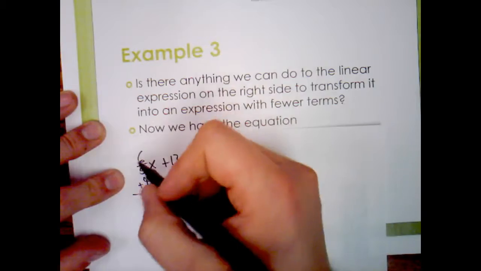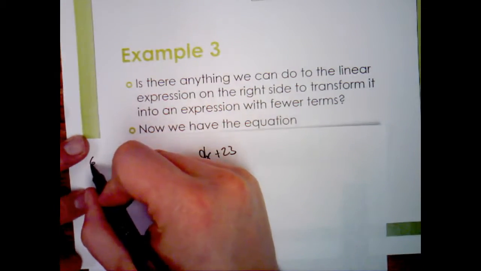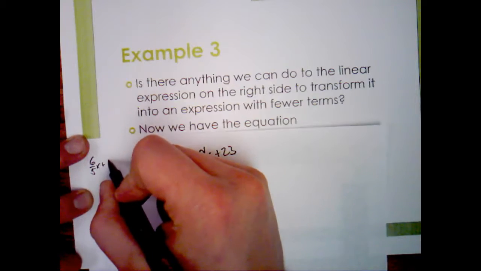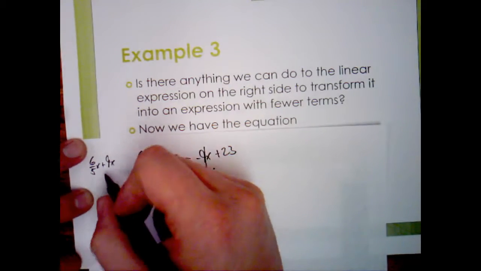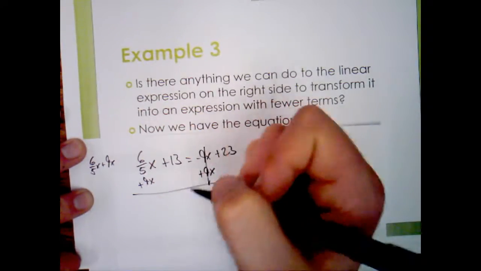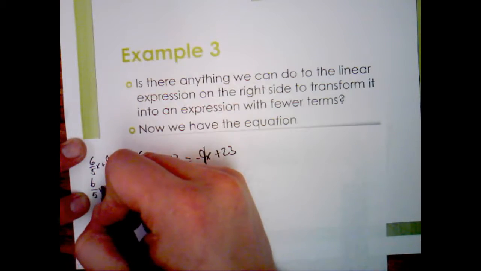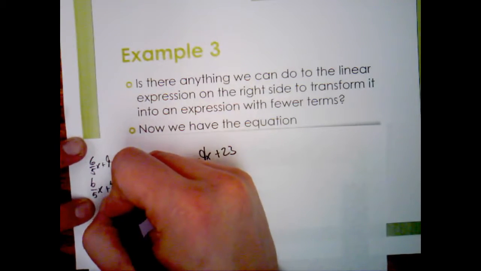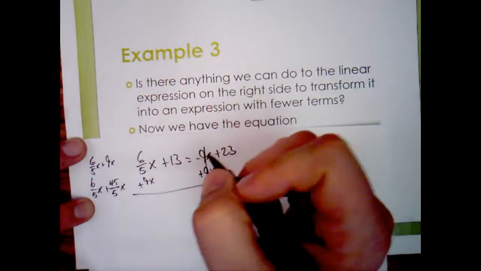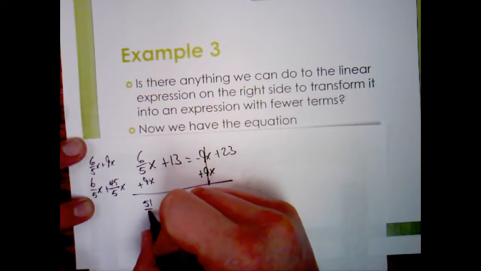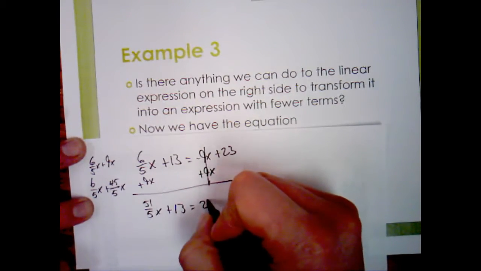Now when I do that, I've got to add a fraction here, right? So this is 6/5 x plus 9x. So I need to write 9 with a denominator of 5. So I think, what do I divide by 5 to get 9? Well, that's 45. So I have 6 over 5x plus 45 over 5x. So now I have 6 plus 45. That gives me 51 over 5x plus 13 equals 23.